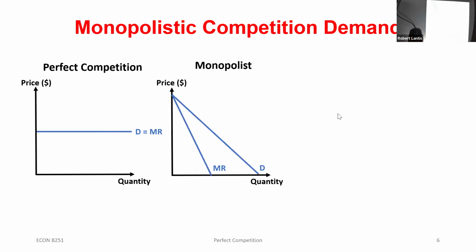With a monopolist, we had a downward sloping demand curve. They faced the entirety of demand. And then they were setting a single price. So the marginal revenue curve was twice as steep, right? And we went through the formula, taking the derivative to prove why that was the case.